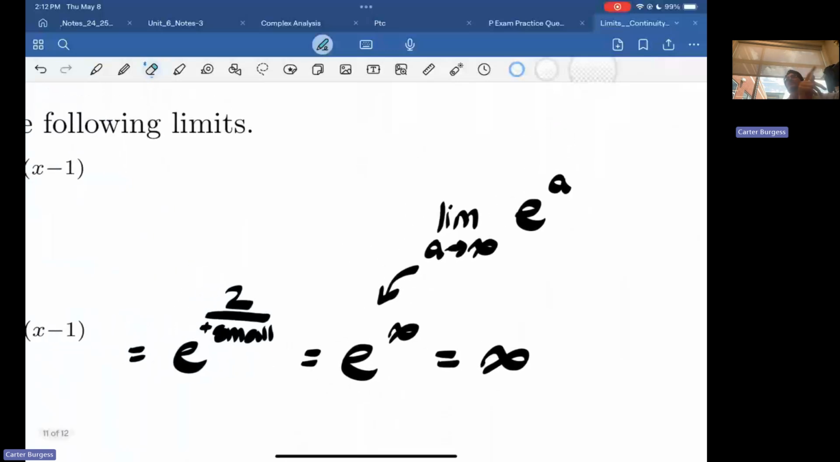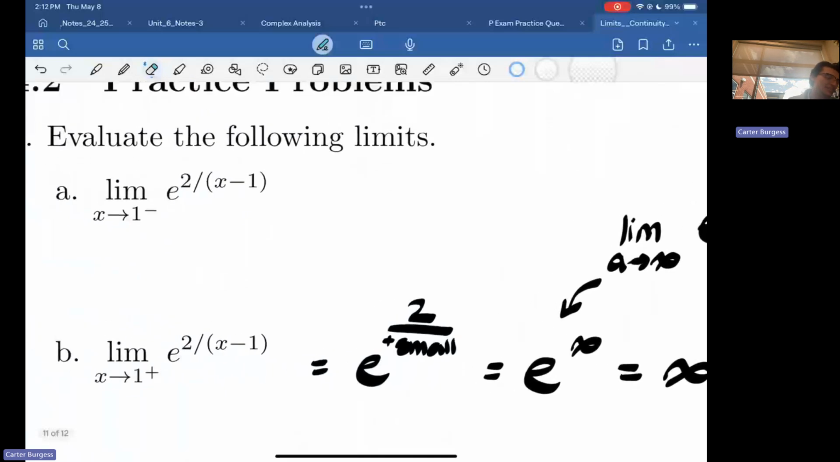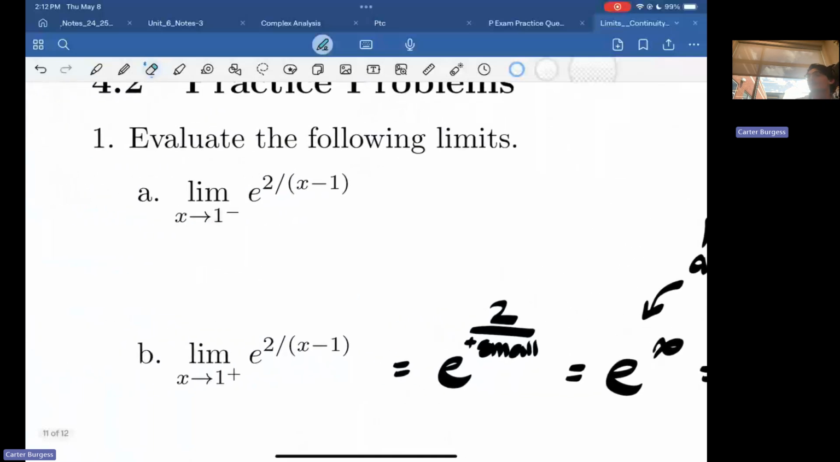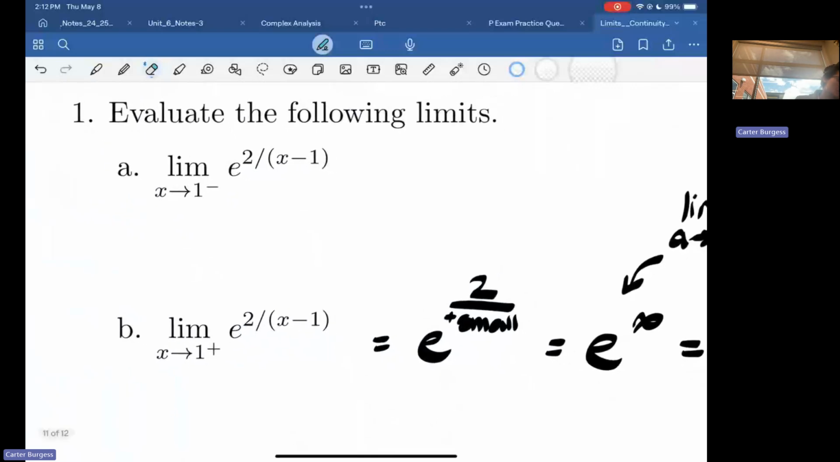All right, let's try the same thing, but with A here. Instead of approaching from the right now, we are approaching from the left. What is that going to change about this expression? It's going to be e to the 2 over something still very, very small, but now negative.